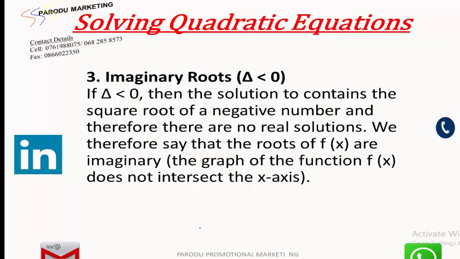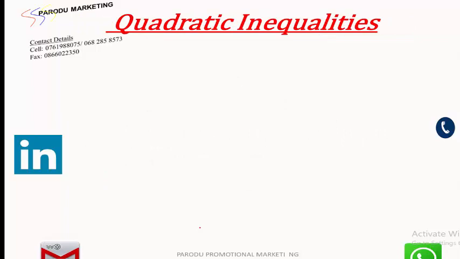So if your discriminant is less than 0, then the solution contains the square root of a negative number, and therefore there are no real solutions. So in the square root, if you have a negative number, there are no real solutions. You put it in your calculator and check. We therefore say that the roots of f of x are imaginary, right? The graph of the function f of x does not intersect the x-axis.